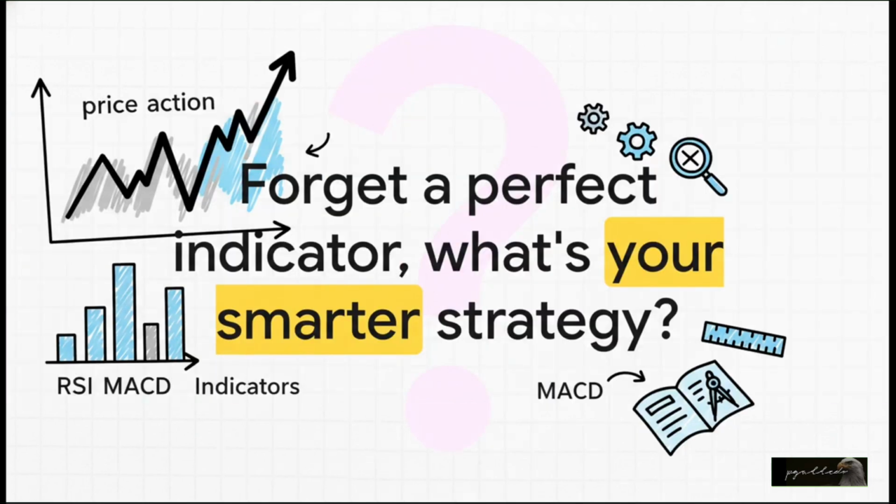You know, at the end of the day, chasing the perfect indicator is a total trap. It just doesn't exist. The real goal is to build a smarter, more robust strategy where the price action itself is the star of the show, and indicators just play a supporting role. So the real question isn't which indicator you should use, it's how are you going to build a strategy that works for you?